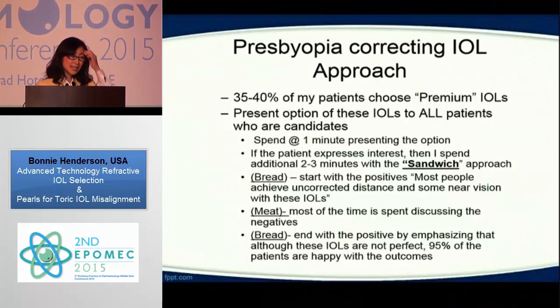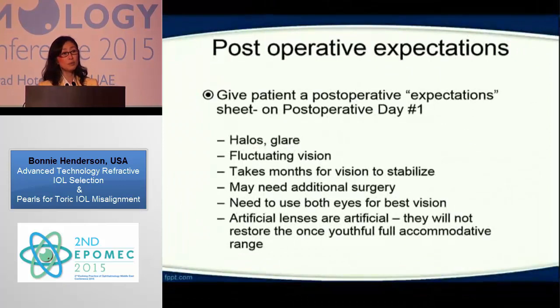The other last thing that I did that has really changed my outcomes with the happiness factor is on post-op day 1, I have this single sheet of paper that I give to patients. And I give it to them on post-op day 1. I don't give it ahead of time because before surgery, they have so much information thrown at them that they won't remember. So on post-op day 1, you have their undivided attention. And I tell them in big block letters that they are going to have halos and glare. Their vision is going to fluctuate. It's going to maybe take months to stabilize. They're probably going to need both eyes to have the perfect outcome, and that artificial lenses are artificial.